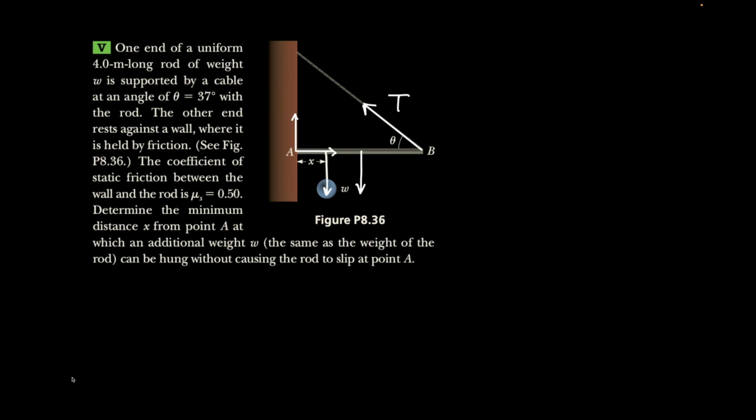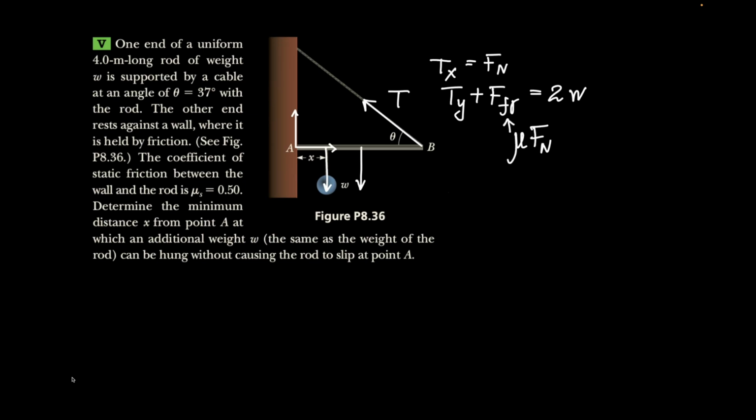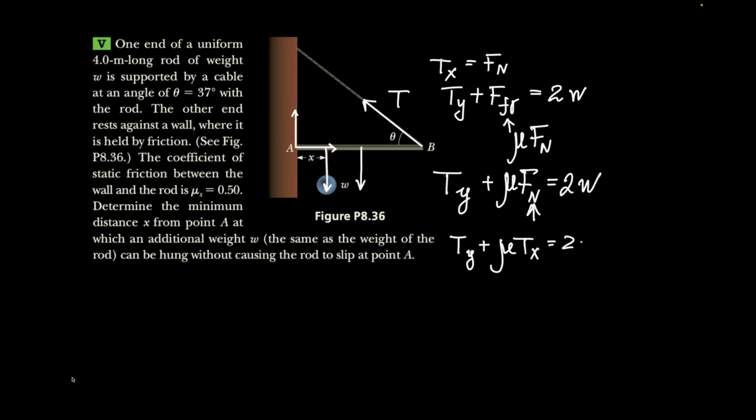It's in equilibrium vertically and horizontally. Horizontally, I have Tx equal to normal force. Vertically, Ty plus force of friction is the two weights. I can also expand that force of friction is mu normal force, which will bring me to Ty plus mu Fn equals 2 W's. And I can expand furthermore, saying that normal force equals Tx, so this becomes Ty plus mu Tx equals 2 W's.